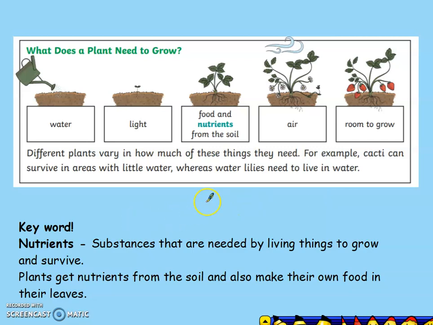A key word from that was nutrients. And these are the substances that are needed by living things to grow and survive. This was your word-aware word from yesterday, but I will put it on the blog if we're unsure of that, so we remember it. Plants get nutrients from the soil, but they also make their own food and nutrients from their leaves using sunlight and carbon dioxide.